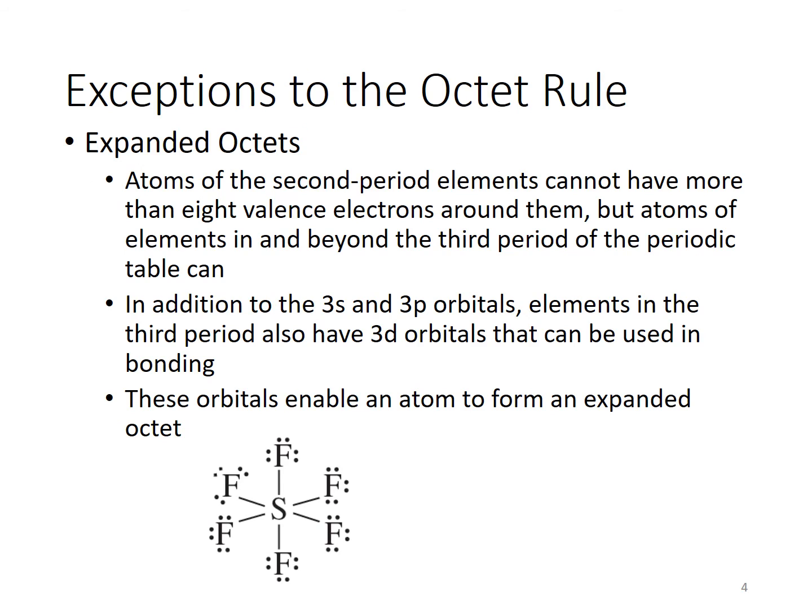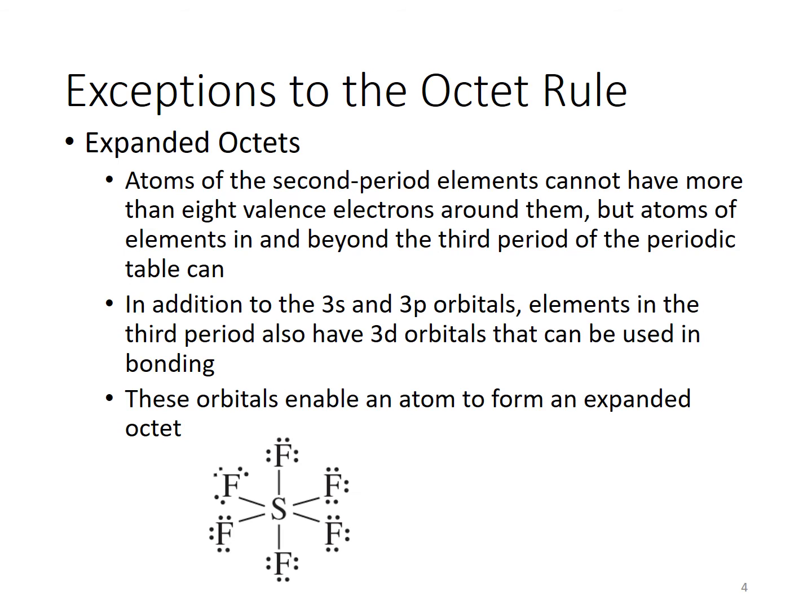We also have expanded octets, and this happens very, very frequently. Atoms of the second period elements cannot have more than 8 valence electrons around them. So this encompasses carbon, nitrogen, oxygen, fluorine. And those are very common atoms, right? Carbon, the basis of life, oxygen and nitrogen, very common atoms that we're dealing with. Those must obey the octet rule. But once you get big enough, they can fairly easily break the octet rule. They're not going to do it all the time, not under all circumstances, but if there's a reason for them to break the octet rule, they will.